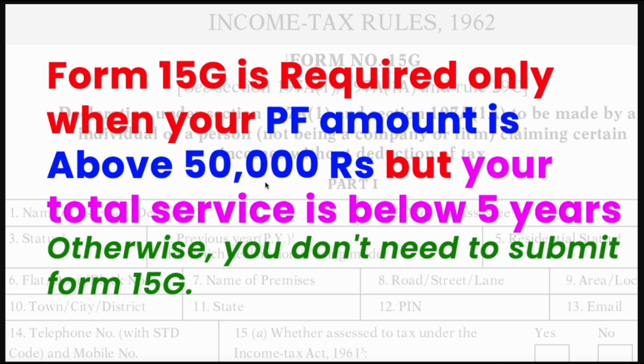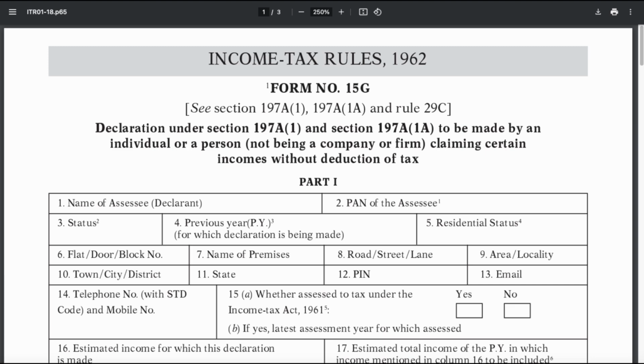For example, if your PF amount is below 50,000 rupees, you don't need to submit Form 15G, irrespective of the total service. Similarly, if your service is above 5 years, even though the PF amount is above 50,000 rupees, you don't need to submit Form 15G. You have to submit Form 15G only when the PF amount is above 50,000 rupees, but the total service is below 5 years.